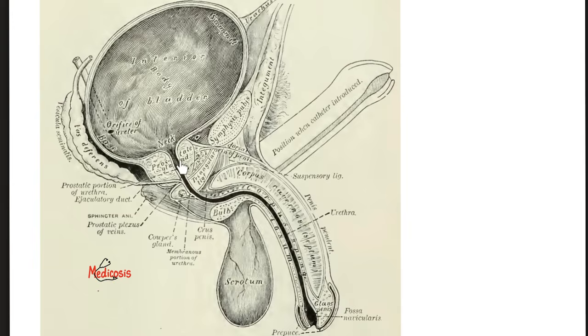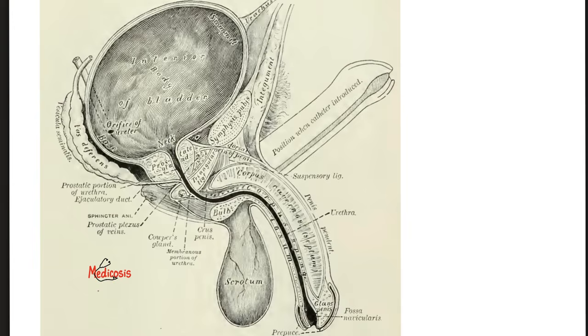At the neck of the bladder, we have the urethra. The male urethra is longer than the female urethra. The male urethra is made of several parts. This is the prostatic urethra, this is the membranous portion of the urethra, and this is the penile portion of the urethra. Other textbooks will divide the urethra into 4 segments, starting with pre-prostatic urethra, then prostatic, then membranous, then penile.